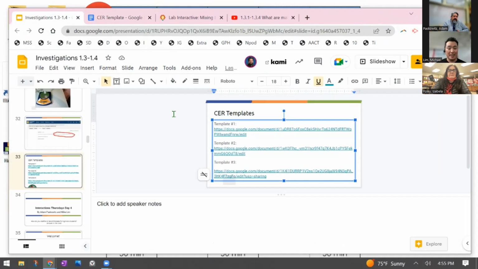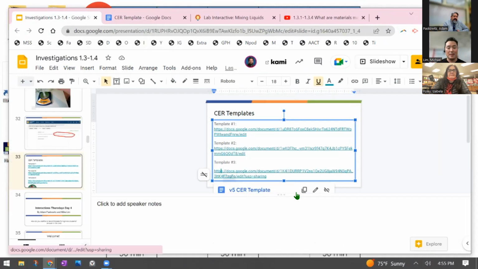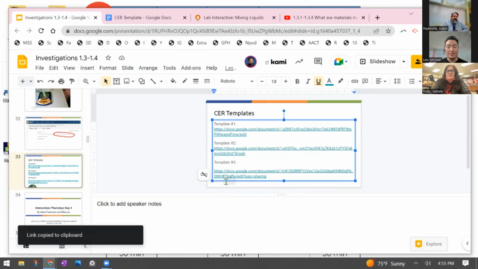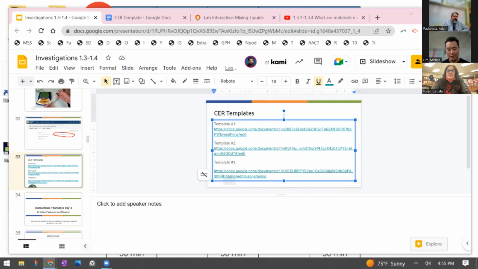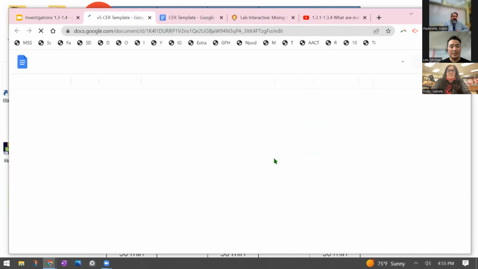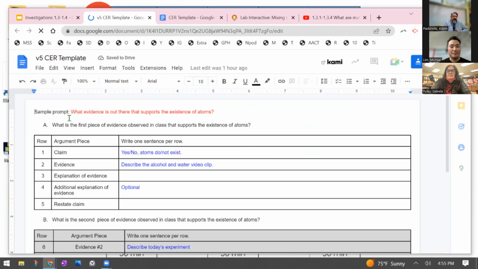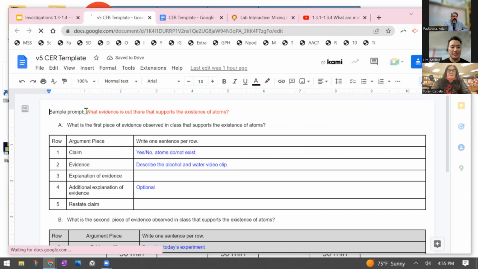And then the third template is something that I just used 2 hours ago with my students, and that is having multiple pieces of evidence to support a single claim. So this is the third template. After this, we'll go on a 5-minute break, but go ahead and take a look at this third template. And this one has the actual prompt I used today in class.